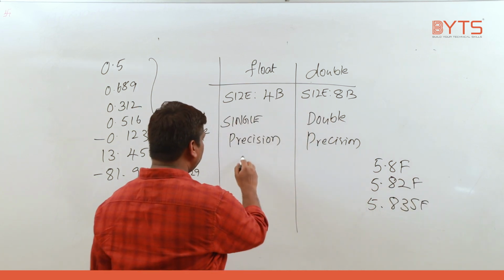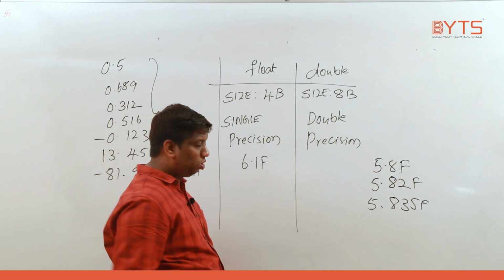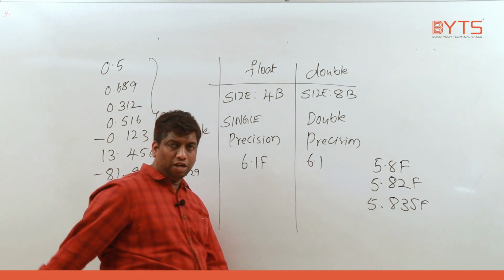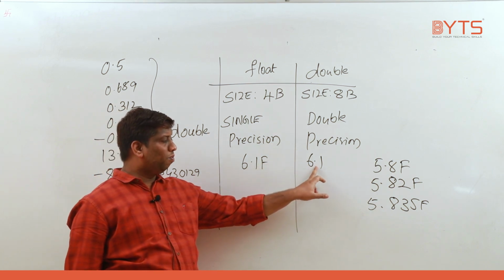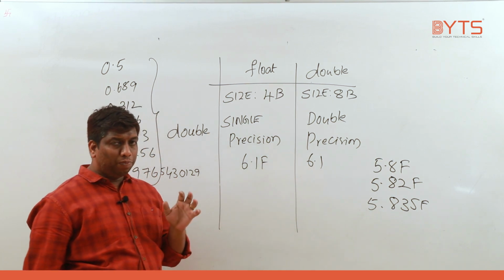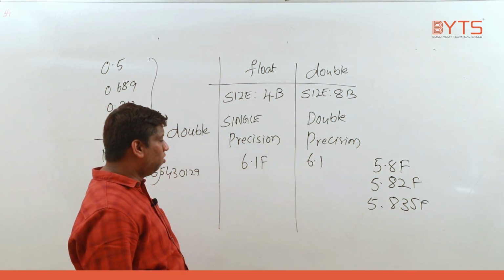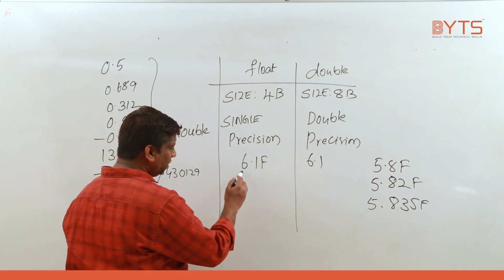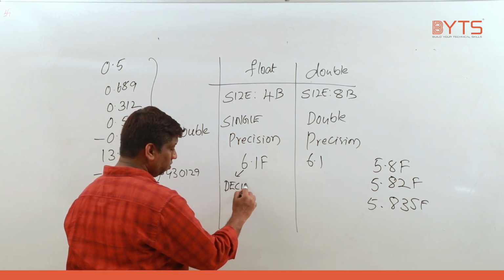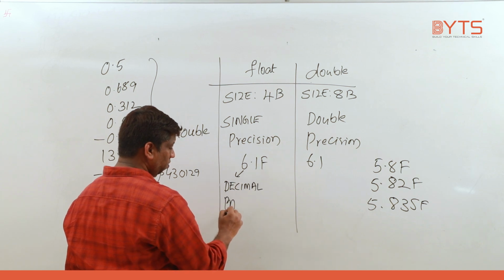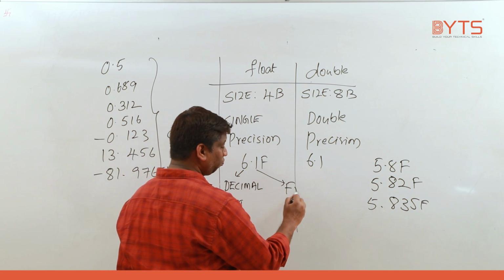Try to understand. If you write 6.1, it is what? Double. If you write 6.1f, float. See, here after the decimal point I wrote only one digit. Here also after the decimal point I wrote only one digit. Precision is not telling about the number of digits, understand. That is a very important point. Well, if you can see here, 6 is considered as what part? Decimal part. Whereas 1 is considered as the fractional part.